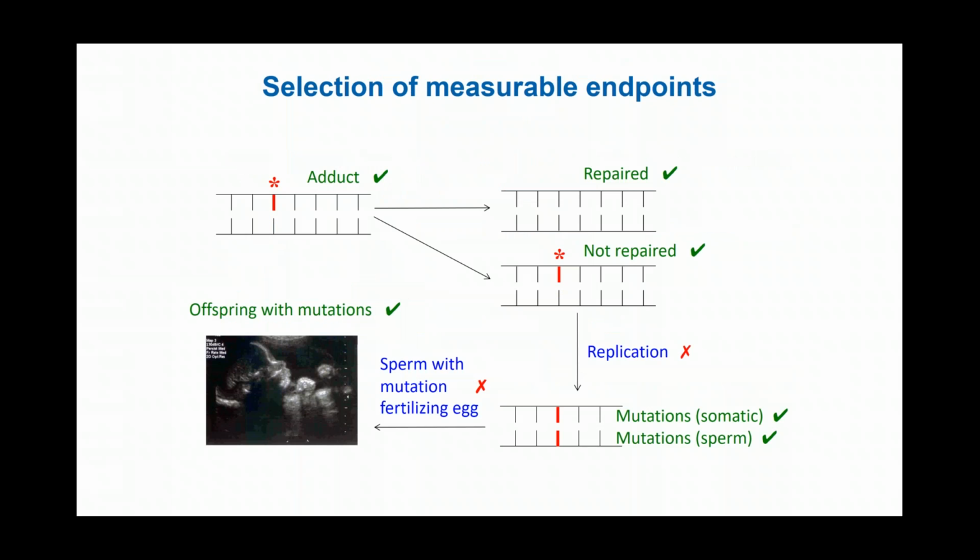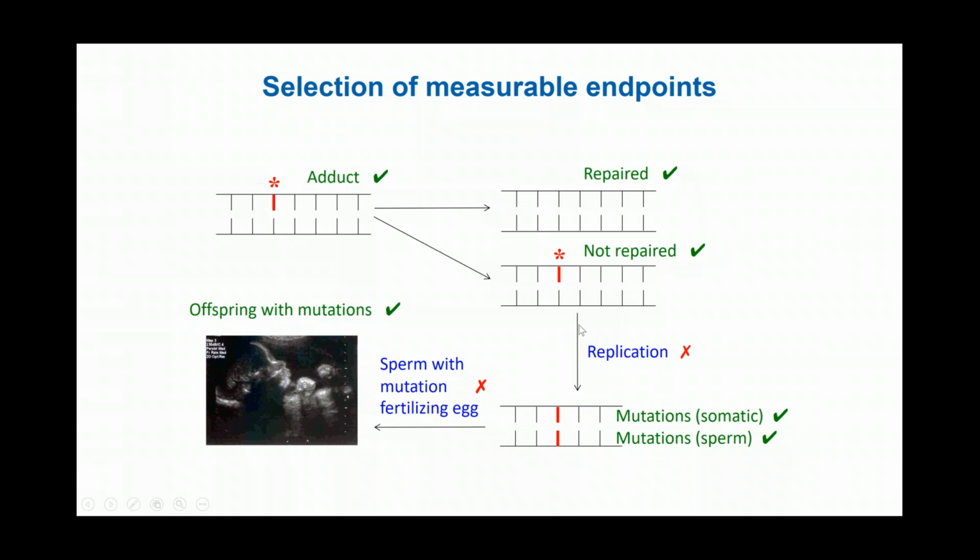So let me just go on here to the selection of the measurable endpoints. So we had to think about, if we were thinking about alkylation of DNA and leading to heritable mutations, which events along that pathway would we actually measure for regulatory purposes? So up the top here where there's a green check mark, it means these are things that we could and do measure. So we can measure the presence of adducts in DNA. We can measure whether they are repaired or they're not repaired, that these adducts are retained.